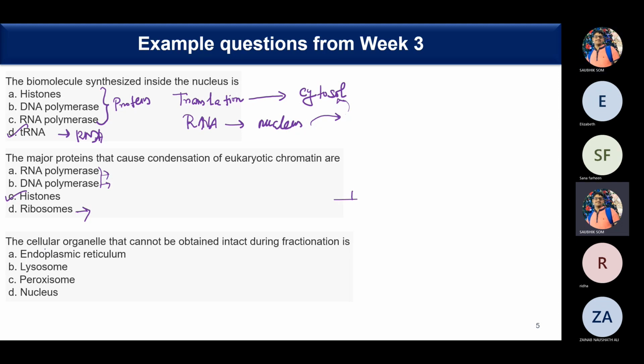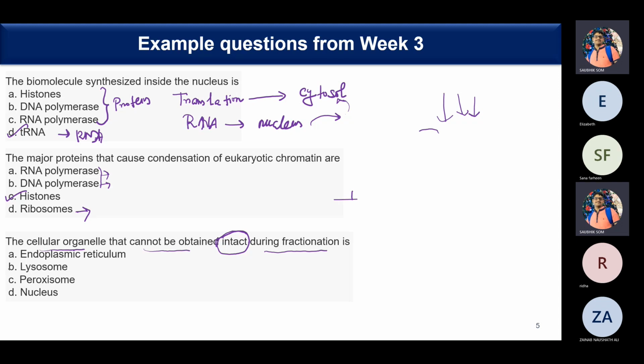The cellular organelle that cannot be obtained intact during the fractionation is endoplasmic reticulum, peroxisome, nucleus. So during centrifugation there will be lots of centrifugal force, right? Think like you have a gel and you are giving lots of centrifugation force. What will happen if this gel is a big structure? It will shear it out.